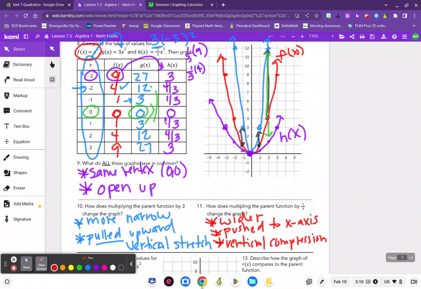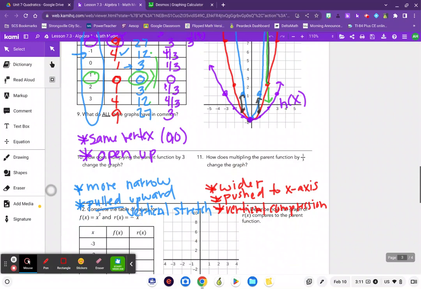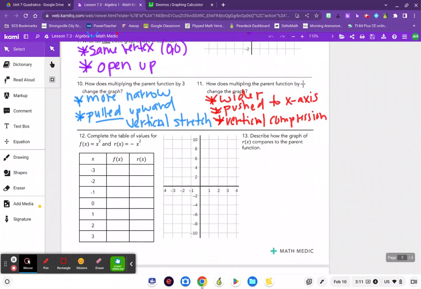All right, so I have these stretches that could happen. I have these compressions that could happen. We have shift up, shift down, shift left, shift right. What else could there be? But wait, there's more. There's one more idea. So it says complete the table of values for f(x) = x squared and r(x) = -x squared. All right, so f(x) = x squared, that's our parent function.